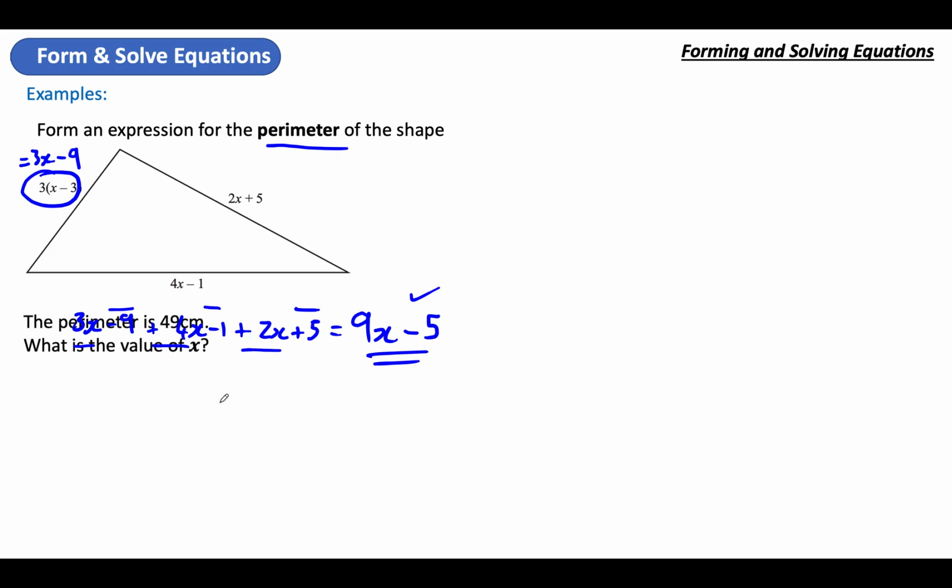Then, new bit of information. Oh, let's wipe off some of what I've just written there because that's a bit annoying. So I've got my expression by adding up the three sides.